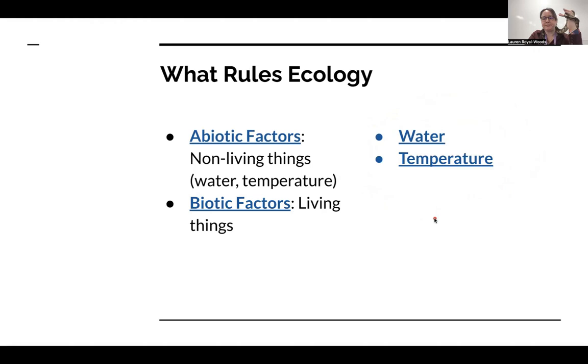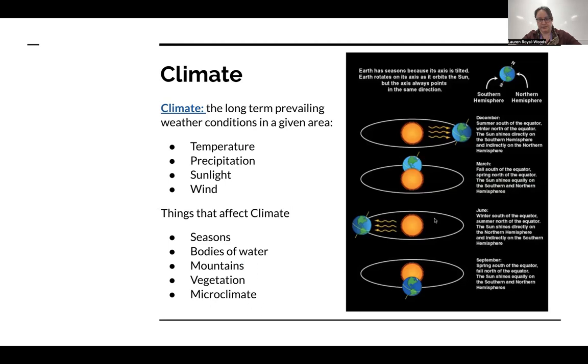So let's talk about climate a little bit. Climate is the long-term prevailing weather conditions in a given area. Again, water and temperature. As you can see right here, what are the first two your book lists? Temperature, precipitation. Bang. Also, they put in sunlight and wind. And interestingly enough, sunlight actually drives wind. We're going to touch on that a little bit. I'm not going to go too crazy about it.